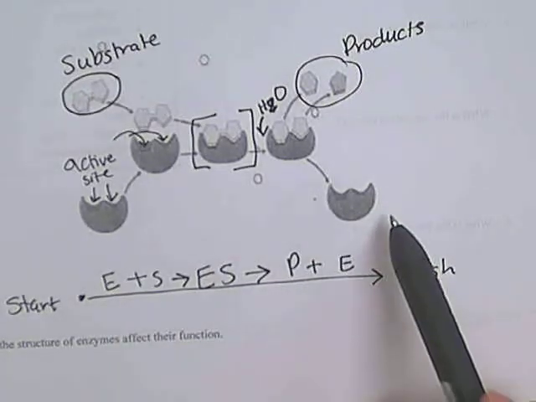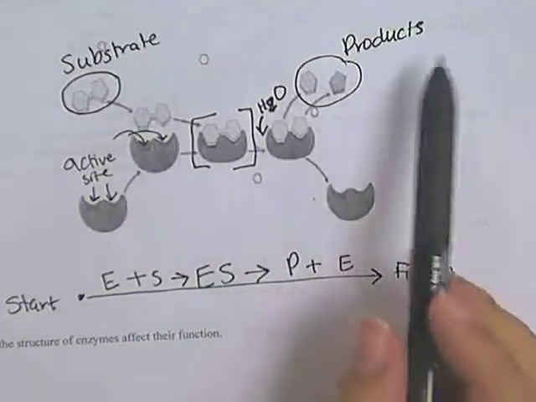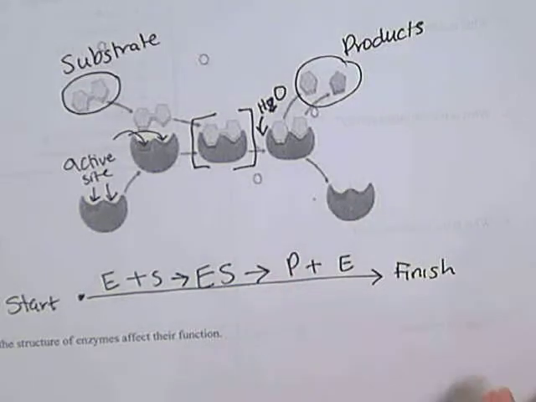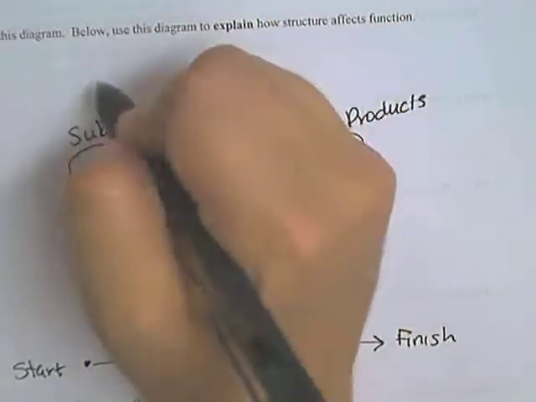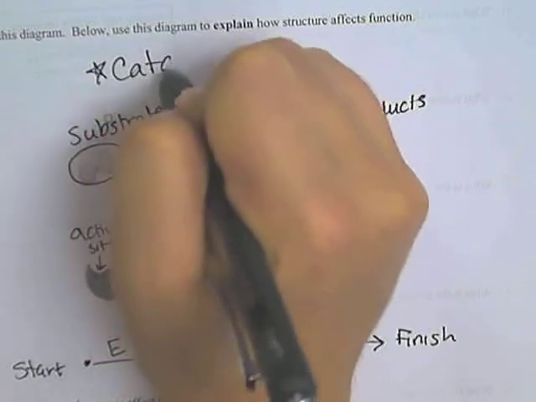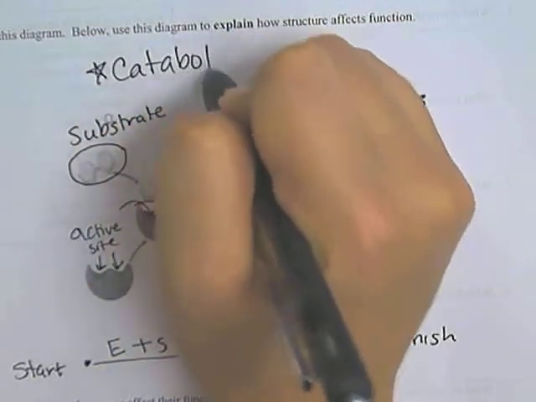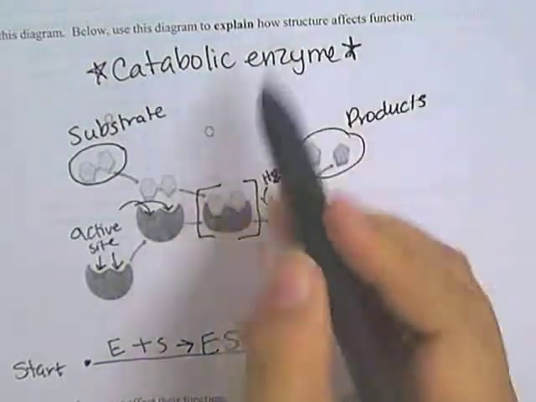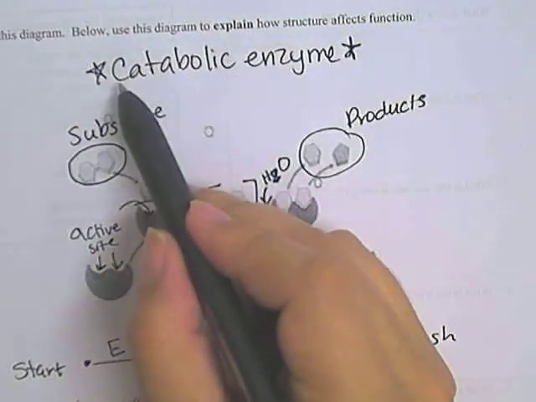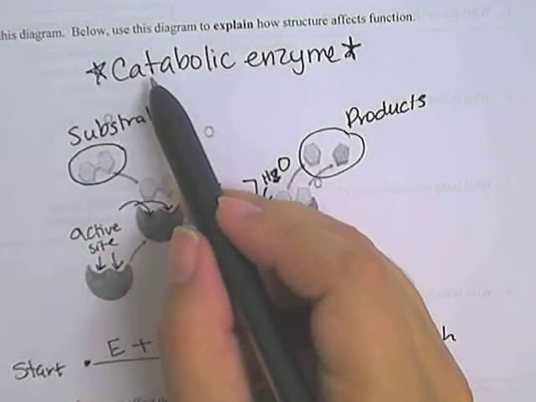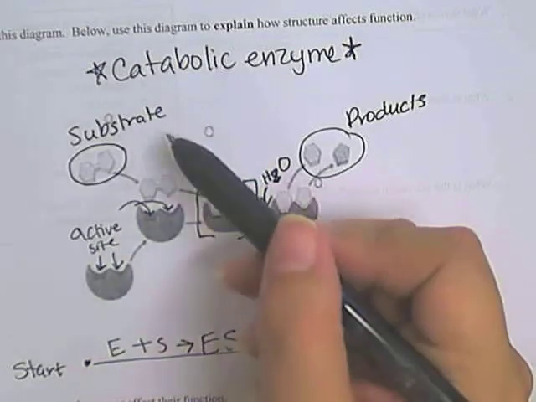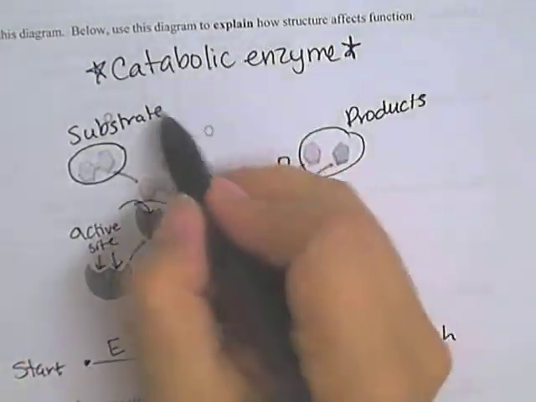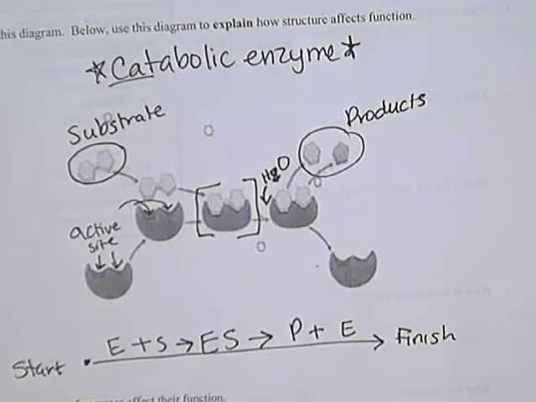Now this particular enzyme, because it's breaking products, it's doing the process of hydrolysis, is referred to as a catabolic enzyme. And I just tell students to remember cats tend to break stuff, or like cat bulldozers will break down things. So cat means that they are enzymes that break down.